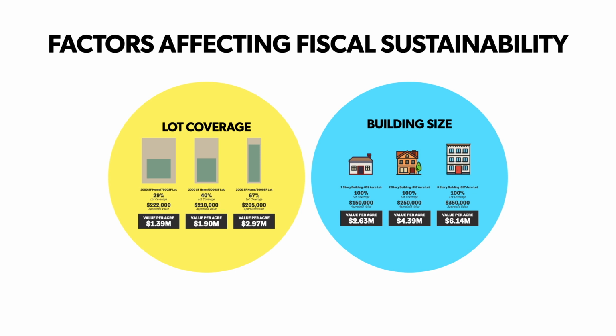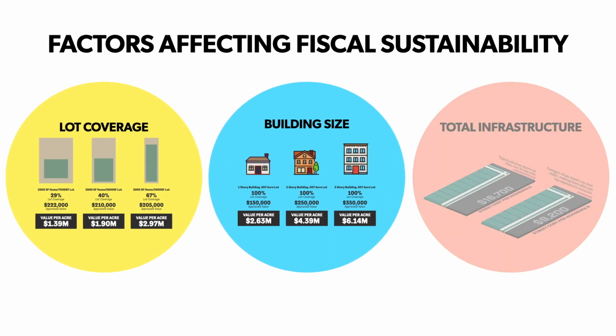As we explored in video 3, allowing for higher lot coverage and, when possible, building up are two ways that development can generate more revenue. And building infrastructure that meets the needs of those who use it and not overbuilding streets affects how much long-term maintenance costs add up to.